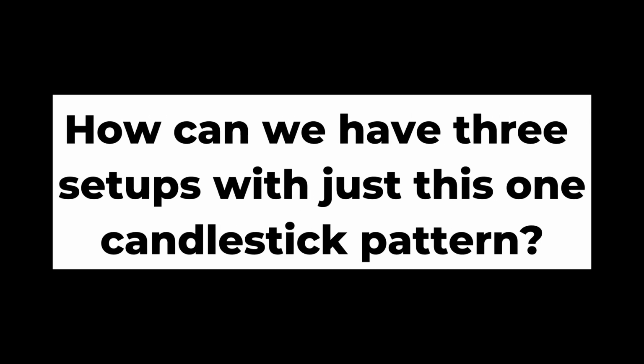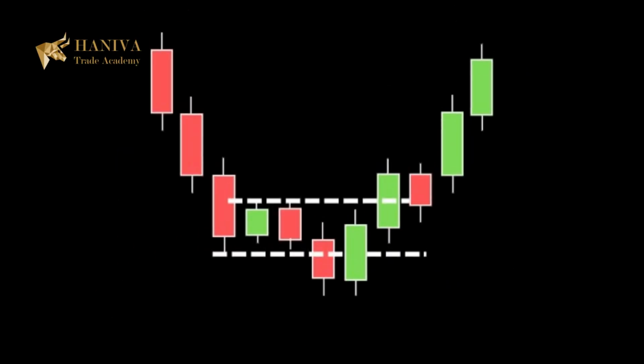How can we have 3 setups with just this one candlestick pattern? Look at this image. The setups are marked with numbers. The first setup is after hunting the inside bar and the mother bar.